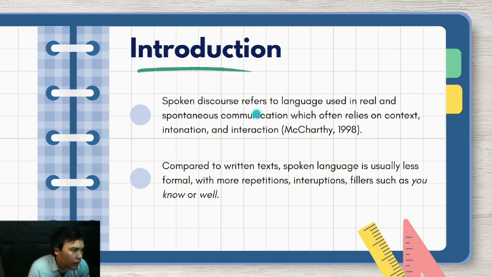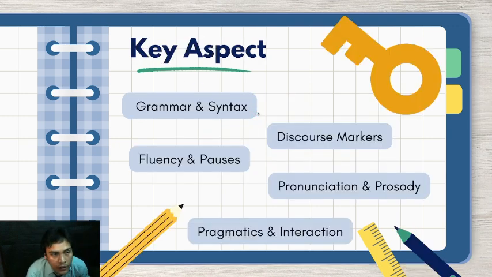And next, the key aspect. In general, there are five main aspects of spoken discourse: grammar and syntax, discourse markers, fluency, pronunciation and prosody, and pragmatic aspects such as turn taking and interaction strategies.